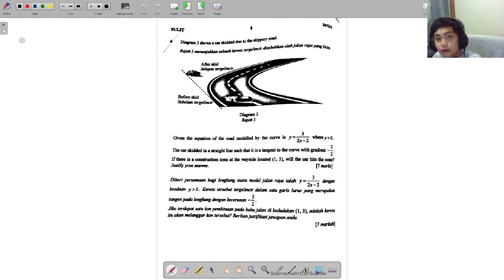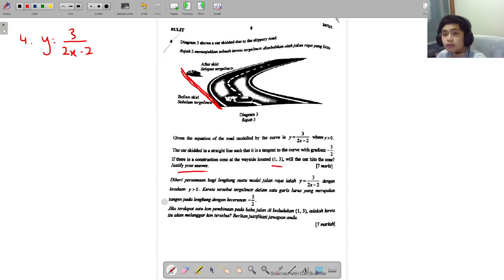So question number 4. We have a diagram that shows a car skidded due to a slippery road. Given the equation of the road modeled by the curve is y equals 3 over 2x minus 2. So the car skidded in a straight line such that it is a tangent to the curve with gradient negative 3 over 2. So we have an illustration of the skid for the car. Hope that guy is fine. So if there is a construction cone located at the wayside (1, 3), will the car hit the cone?